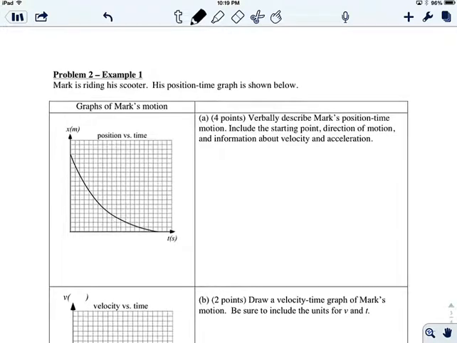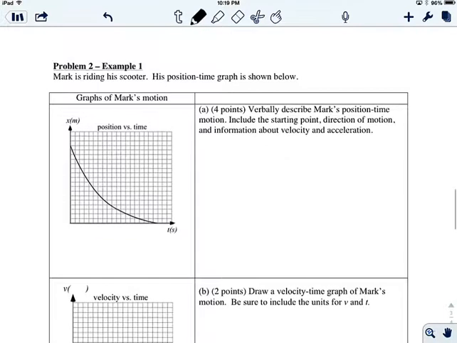Okay, guys. Now we're on to problem two. This is example one, so make sure you're looking at example one. After you watch this video, you should go do example two and then check the key to make sure that you get it right.